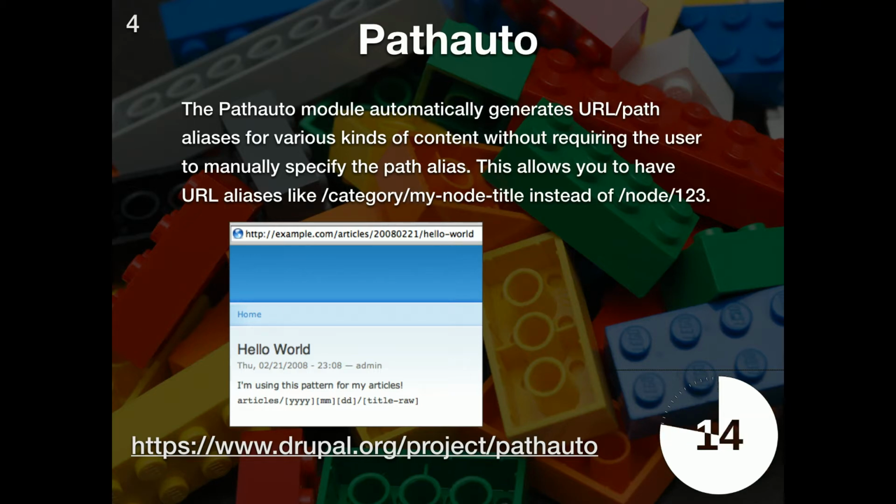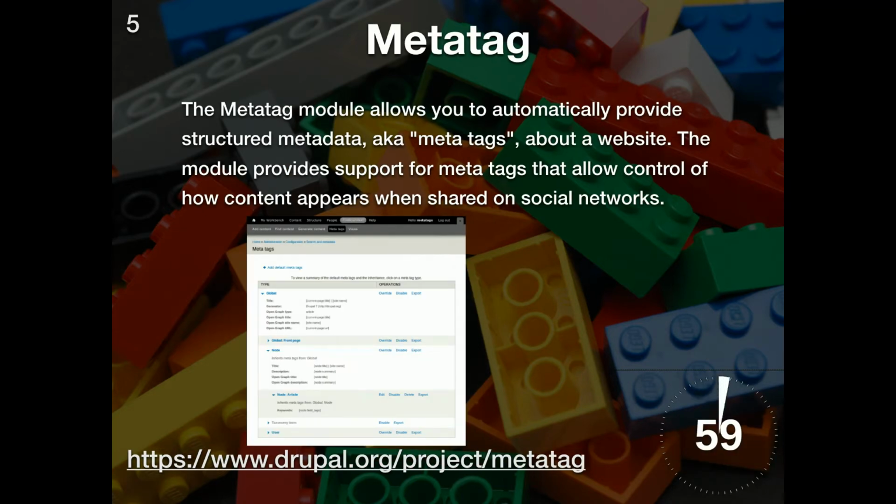And that is really great for search engine optimization and usability. If you just take out parts, you can maybe have a view that lists all the 2019 blog posts. So Pathauto is used on a lot.